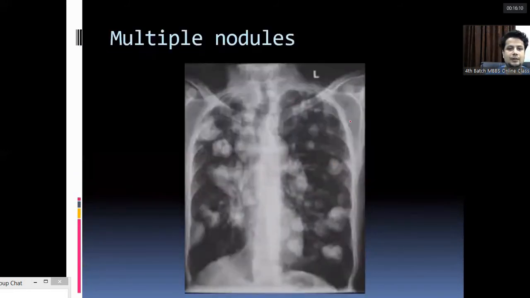In this case, we can see there are multiple nodules in both lungs. Coming to the differentials, the first differential that should come to mind is metastasis. If we see such nodules, this was also a case of metastasis with cannonball nodules. Other differentials are fungal infection, and tuberculosis may also present with such nodules. Septic emboli also present with multiple nodules, but they are usually associated with hazy peripheral opacities, haziness around them. So this was a case of metastasis.